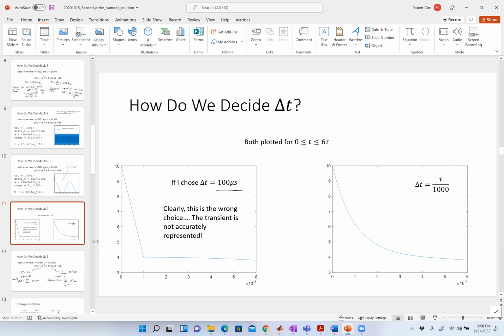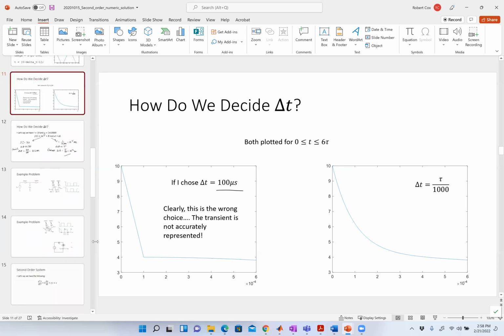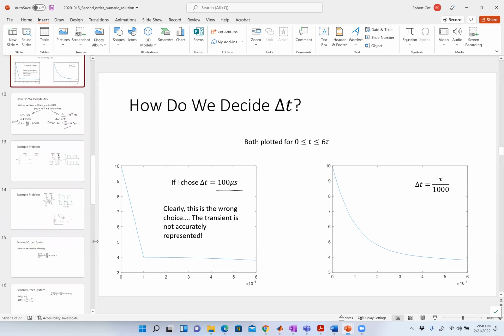With the wrong time step on a second order system, I can actually make the transient response explode numerically rather than converge. So you can make some bad choices and basically get a bad answer as a result. All right, I wanted to just refresh on that.